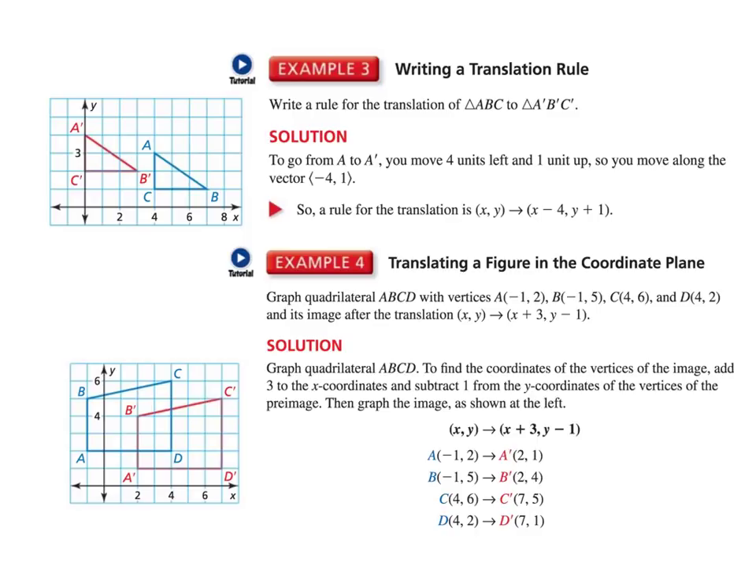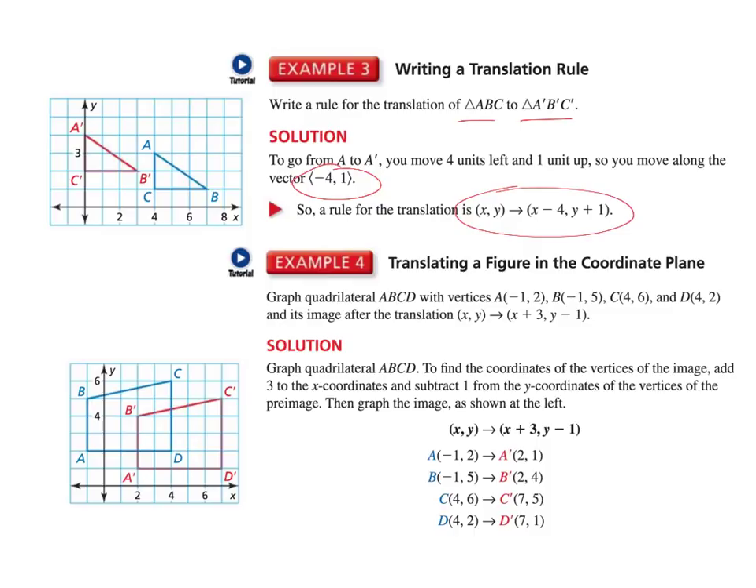Let's do a couple more translations. What's happening here? We've got triangle ABC, then we have triangle A prime, B prime, C prime. So what are you doing here? It says write the rule. So essentially, here's your rule. We're coming up with the vector components. So what happened with C? We moved C to the right 4 units.